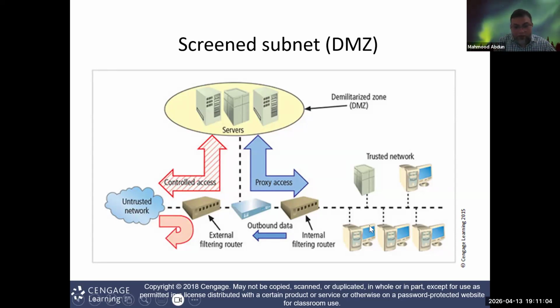But how is it done? Using two different networks and two different firewalls. One of them is the internal firewall, and the other one is the external firewall. On top of that, you may also have multiple proxy servers sitting inside the demilitarized zone. This is the most secure form of network firewall configuration.